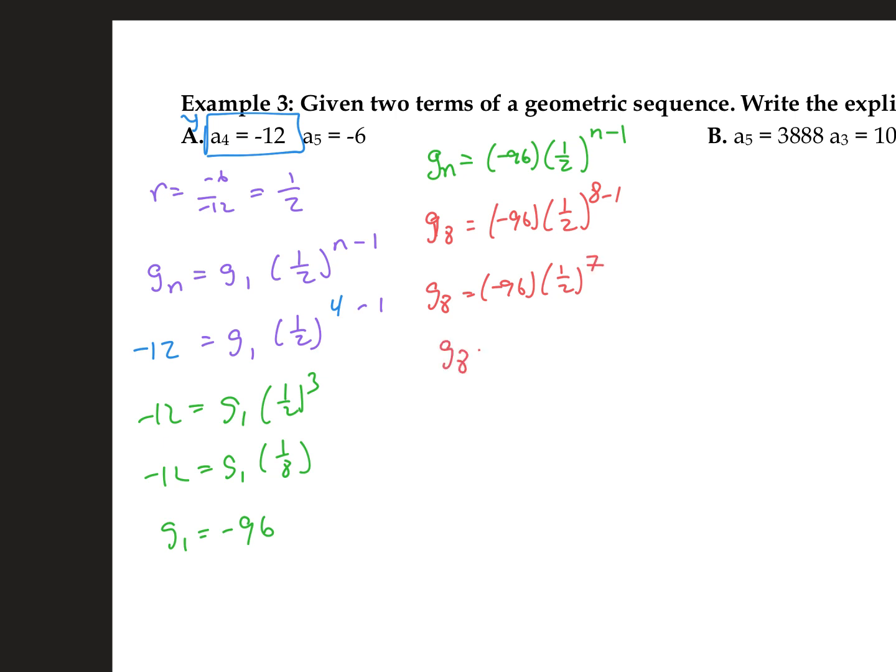And G sub 8 is going to equal negative 3/4. You type it in your calculator. So that is what we're going to be doing, practicing with these, working through it, and we're good to go.